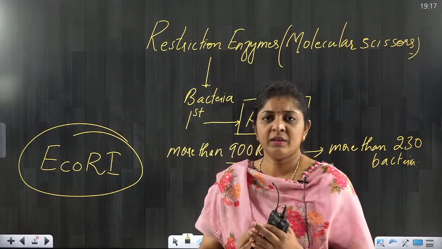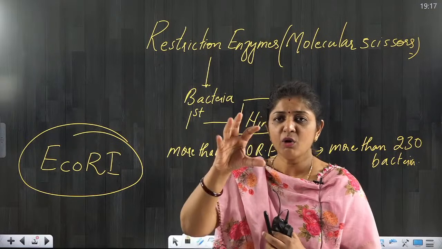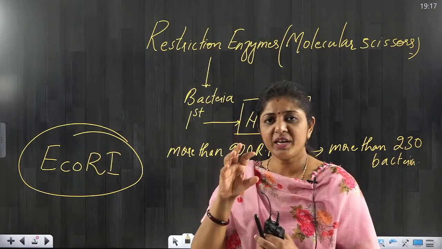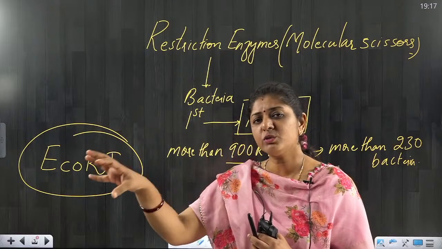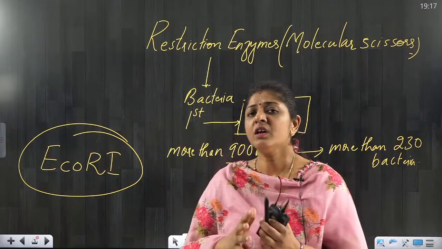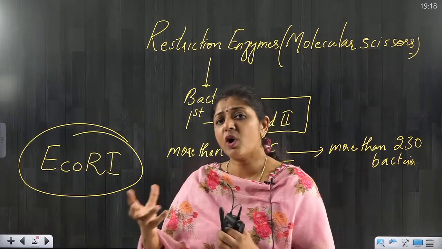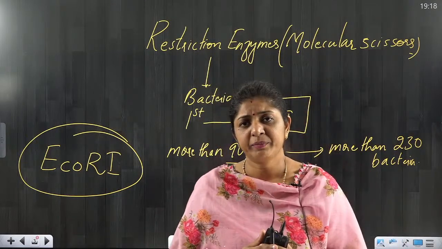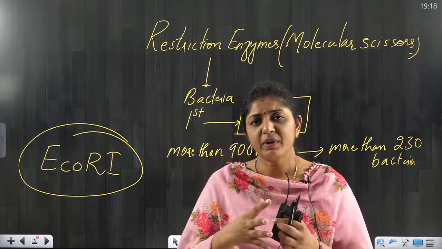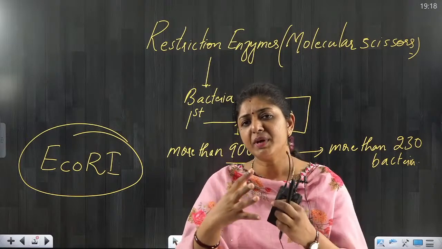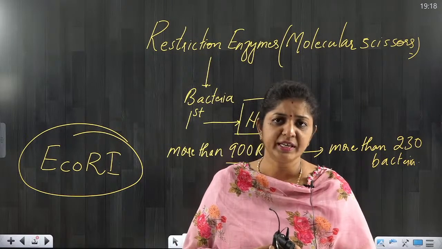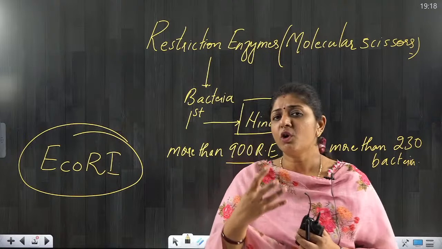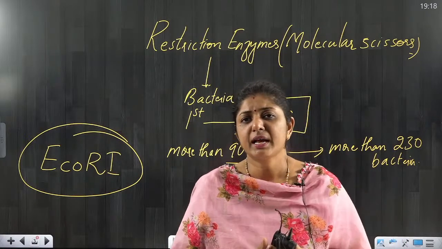Stanley Cohen knows how to take out the vector from the bacteria, especially the plasmid, and how to introduce it into another cell. And what did Boyer know about? Boyer knew how to cut the DNA. They collaborated and came out with the first experiment to make recombinant DNA. So Herbert Boyer has a big role, and there are important questions in your NEET exam regarding his work.